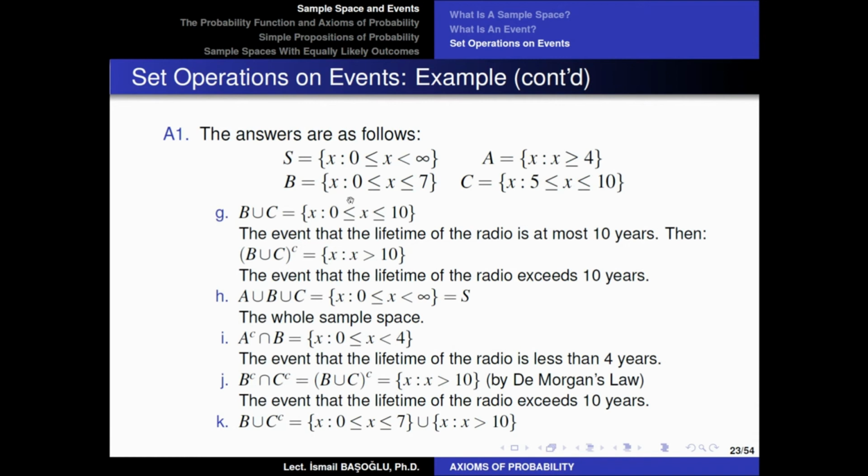Finally, in the last part, we are going to determine B union C complement. And event B is the radio having a lifetime between 0 and 7 years. And C complement is what? Anything else outside this. Now, in C complement, the lifetime of the radio can be at most 5 years, or it should be at least 10 years, but not between these two values. And if you take the union of B and C complement, then we should represent this event as the lifetime of the radio being between 0 and 7 years, or exceeding 10 years. So this union event can only be represented in the form of these union events.